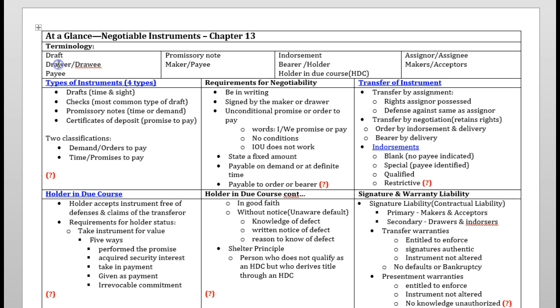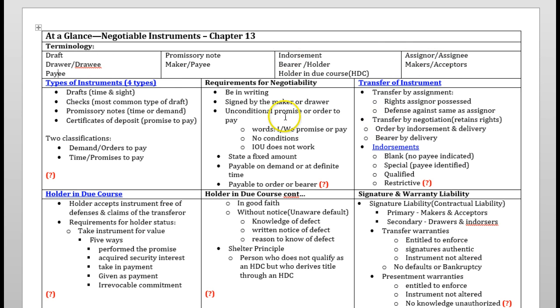Now, the drawer is the person who writes the check. The drawee is the bank that the check is written on. And the payee is the person who's going to cash the check at the bank. That can get really confusing, so just keep that in mind. You have the drawer who writes the check, the drawee who is the holder of the money of the drawer, and the payee who is going to receive the money.